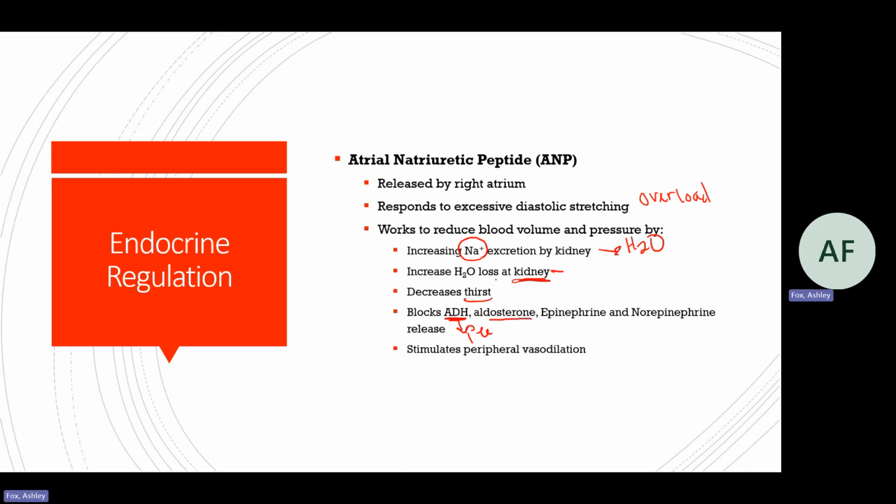You don't want aldosterone because you want to get rid of sodium. You don't want epinephrine and norepinephrine because those are causing increase of heart rate and increased cardiac output. You don't want that right now. And you also don't want vasoconstriction, you want vasodilation. So you want to get to the point where there's less pressure and less stretch on those blood vessels, so you're going to make the diameter larger.